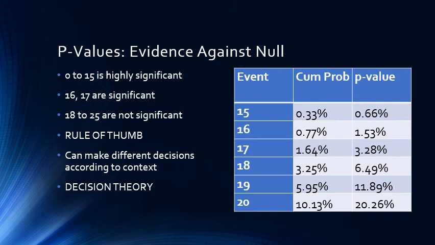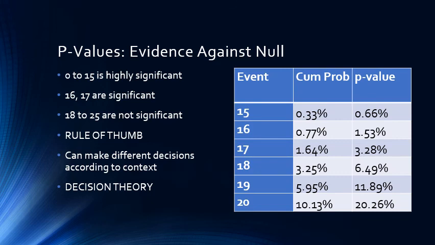So this is outside the range of normal variation, but it does not provide enough. All these values from 18 to 32 provide a little bit of evidence, but not enough to decide against the null hypothesis. From 17 and 16, we get significant evidence, and from 15 and below, we get very strong significant evidence. This is all just rules of thumb according to Fisher.